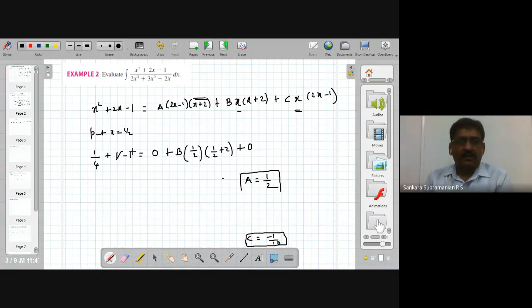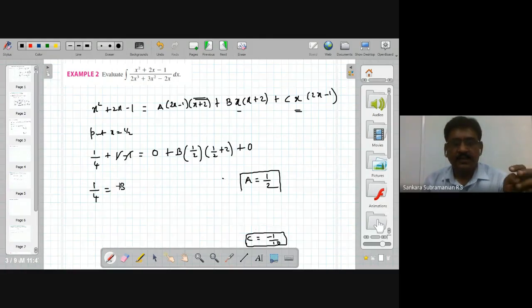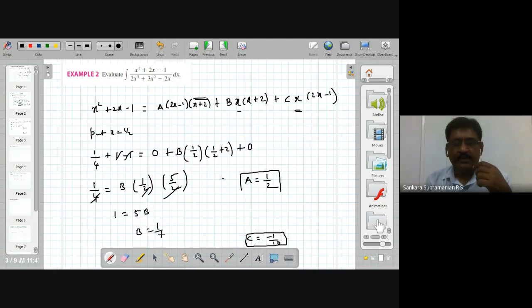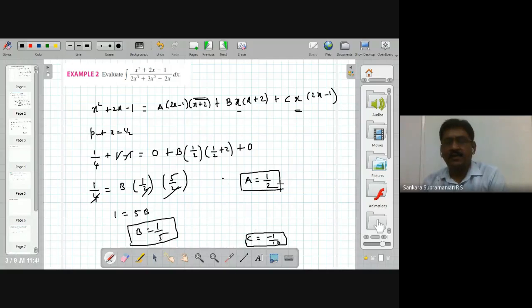So you have 1 by 4 on the left hand side. To the right, this is b into 1 by 2, and this is 2 twos are 4 plus 1, 5 by 2, and this is 2 twos are 4, right? So 1 equal to 5b and b equal to 1 by 5. So this is the way you can easily find the values of a, b, c, right?